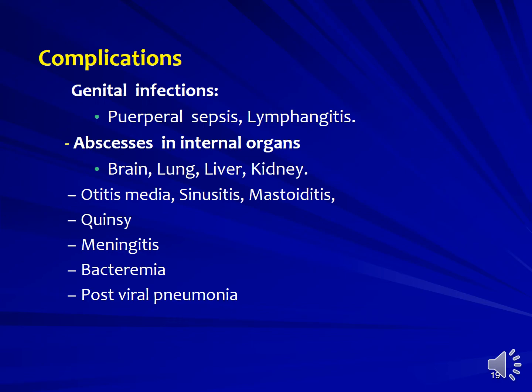Complications of Streptococcus pyogenes infection are puerperal sepsis and lymphangitis in the genital area, and abscesses are seen in the internal organs of the body, like brain abscess, lung abscess, liver abscess, and kidney abscess, also produced by Streptococcus pyogenes.